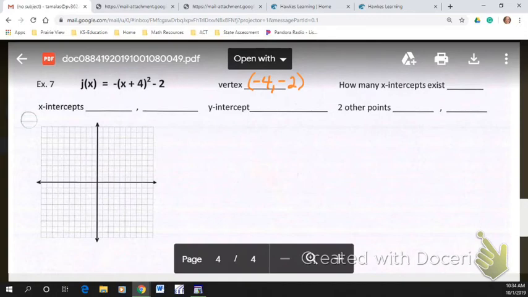Okay, so it says how many x-intercepts would I have? Well, let's get a graph of this to see. Negative 4, negative 2 is right here. Is it a sad face or a happy face? So I go down 1 over 1 to make my sad face, or over 2 and down 4. And there's my parabola.